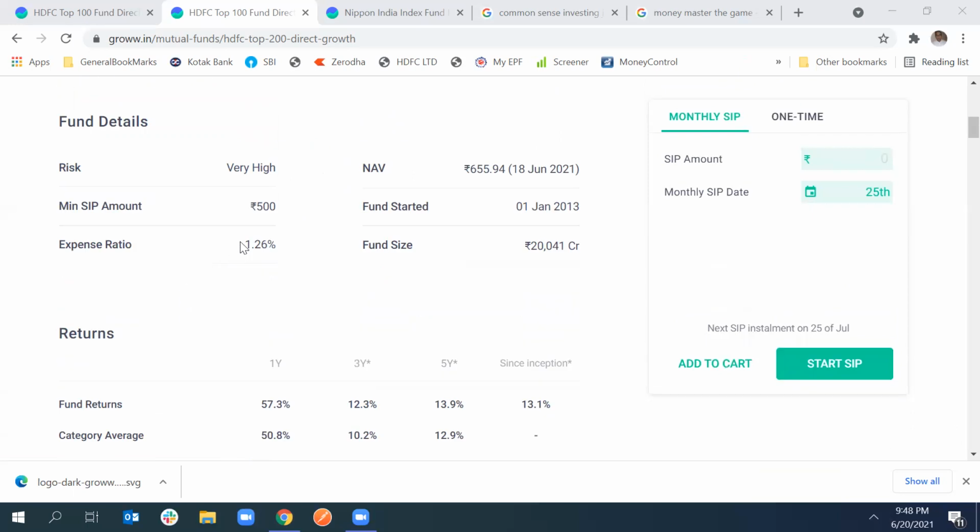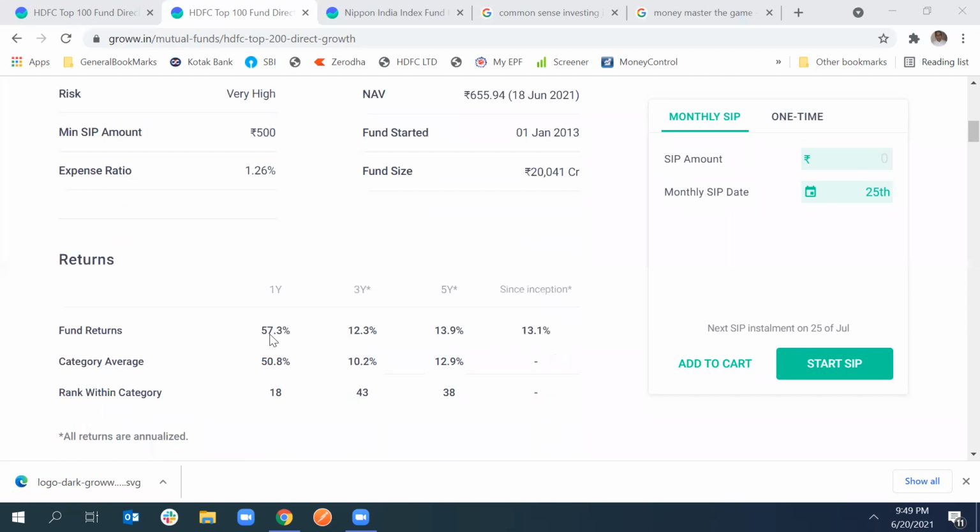And the expense ratio. For every 100 rupees, for them to manage your money, we are paying them 1.26 rupees. Okay, 1.26 percent is your expense ratio. Please note this down, this is a very important aspect, which we will discuss in index mutual funds.